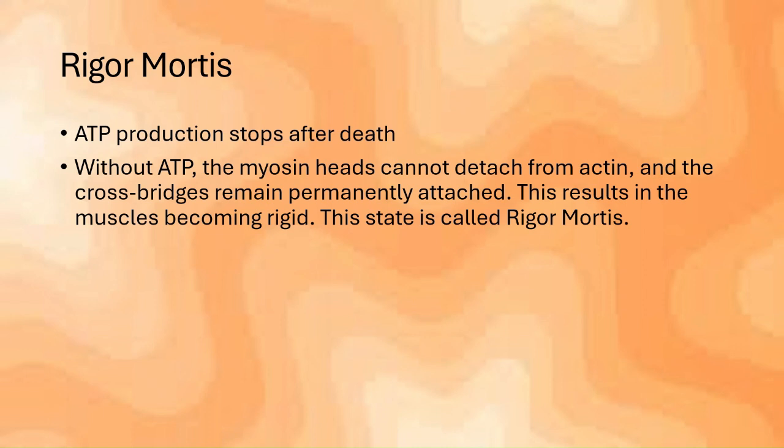So what happens after death? ATP production, unsurprisingly, stops. And without ATP, the myosin heads cannot detach from the actin, and the cross bridges remain permanently attached, as we just looked at. And this results in the muscles becoming rigid. And this state is called rigor mortis.